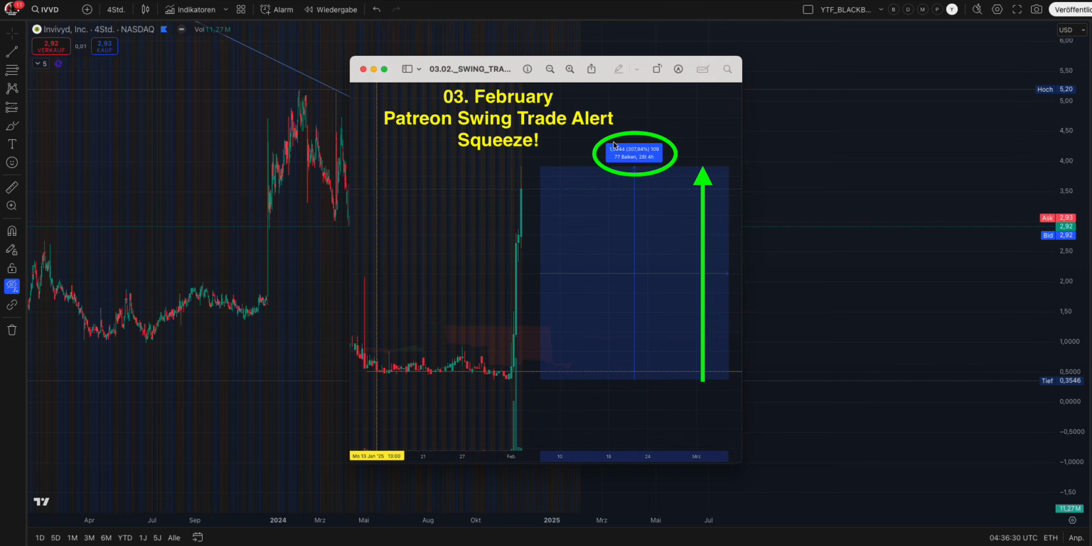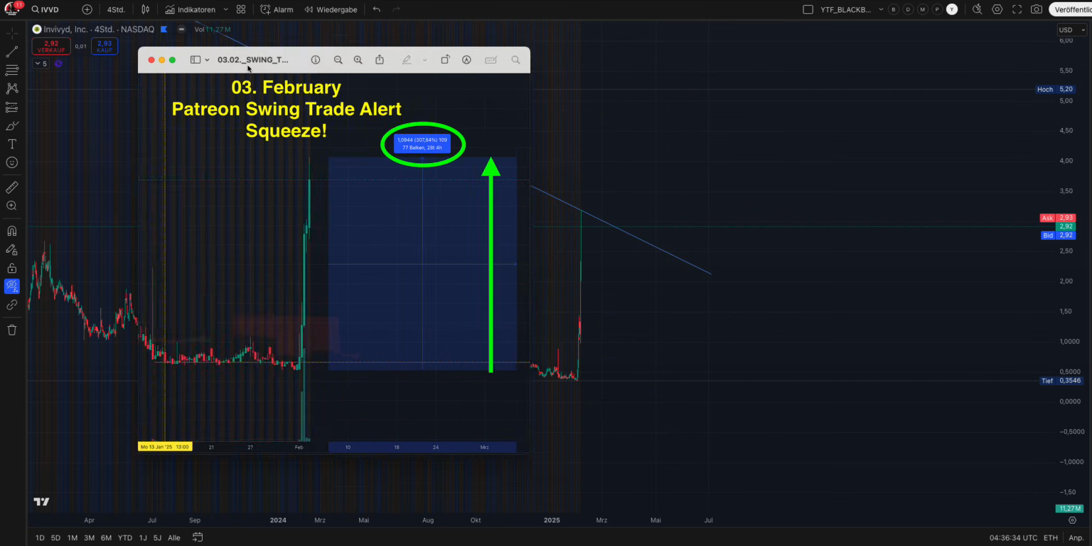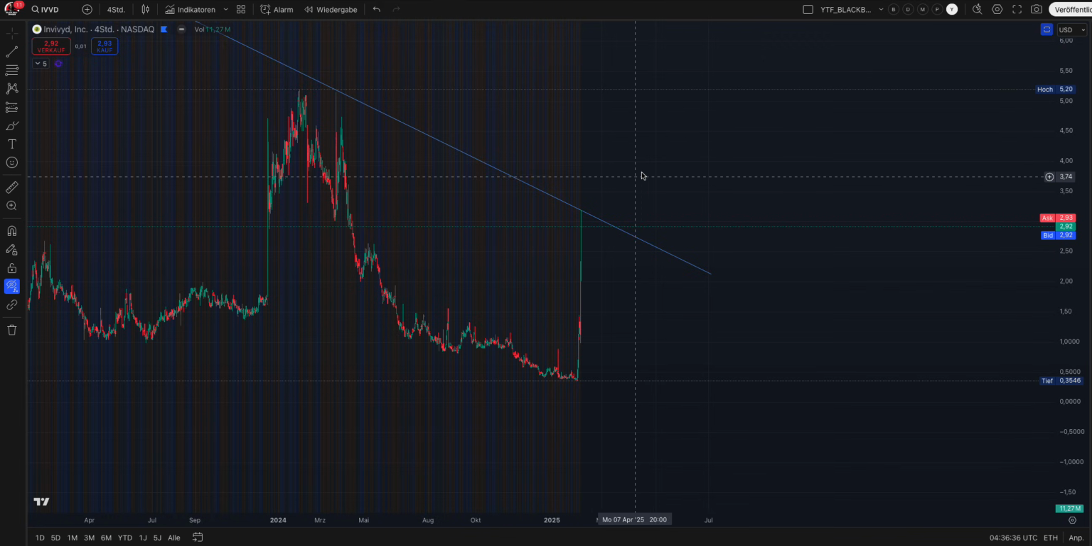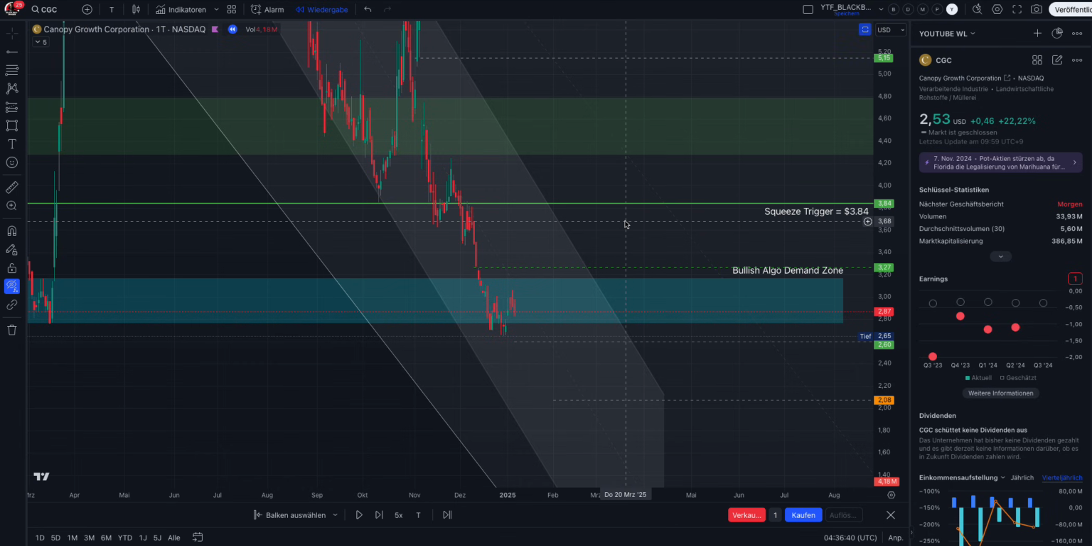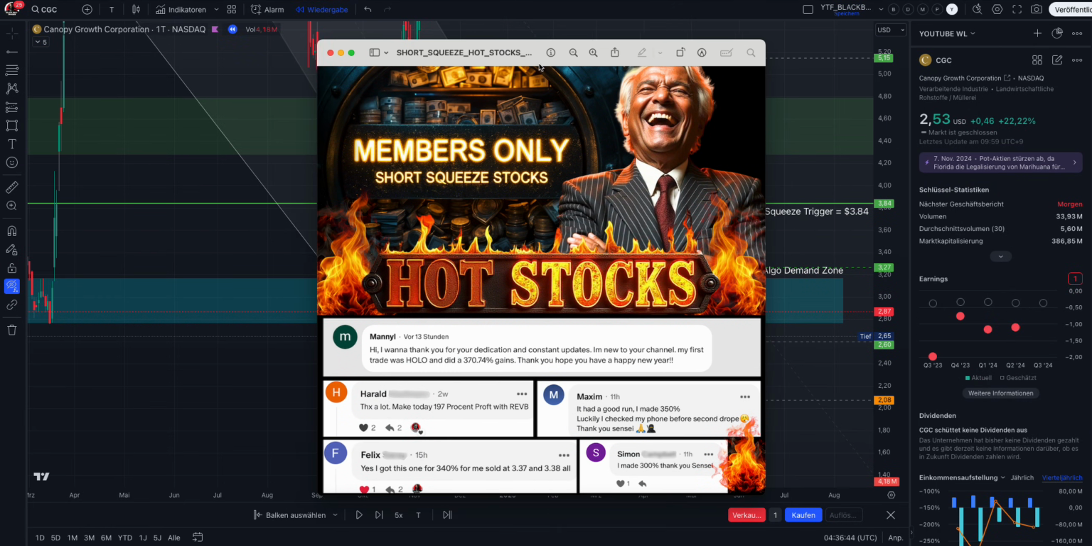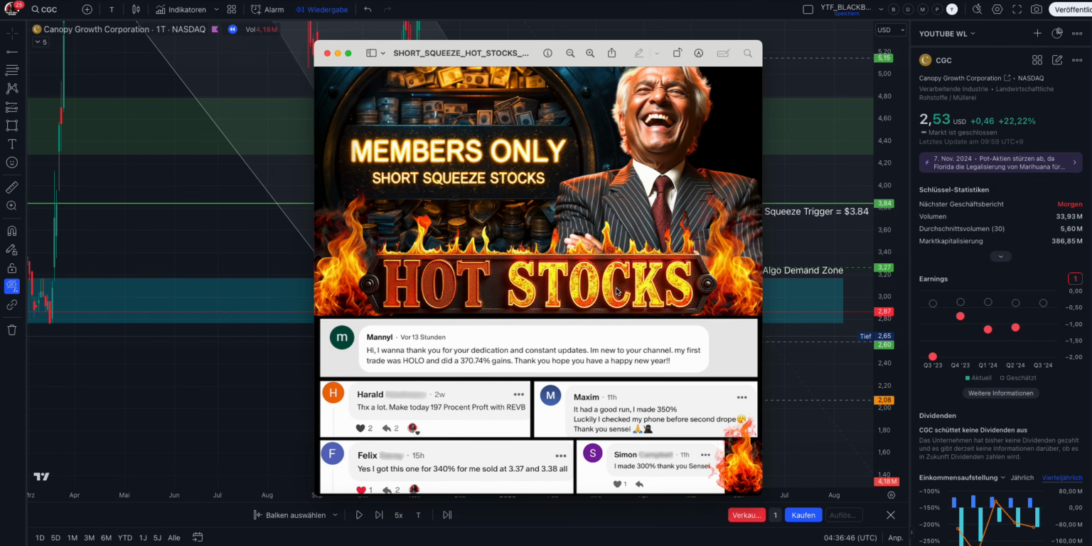This is now the wrong screenshot, guys. Yeah, the squeeze is now almost 800%. But this is what I want to show you. I have a lot of short squeeze stocks in my pocket. Of course, Canopy Growth has short squeeze potential, but when you also want to see my other short squeeze plays, guys, I always upload my hot stock videos.